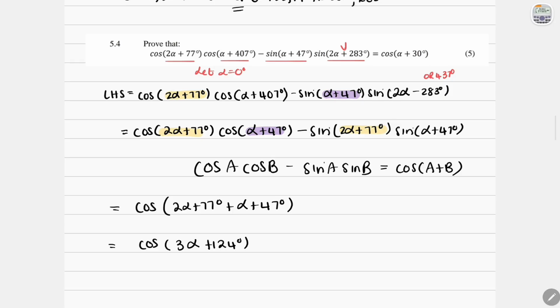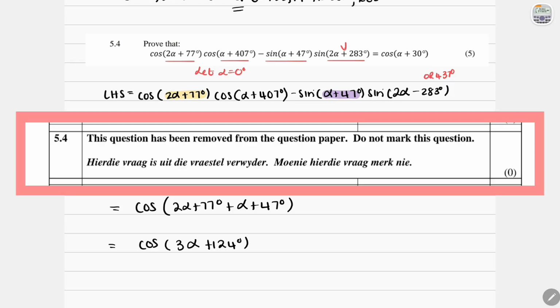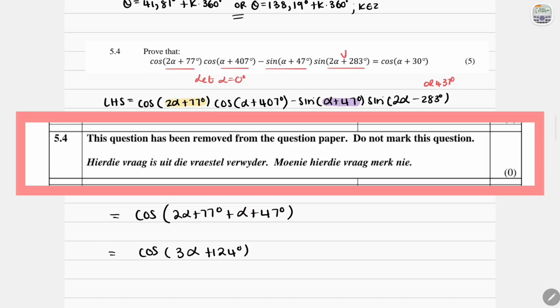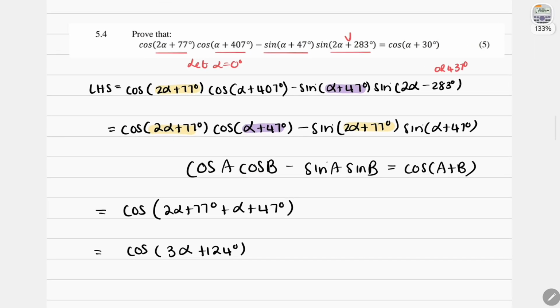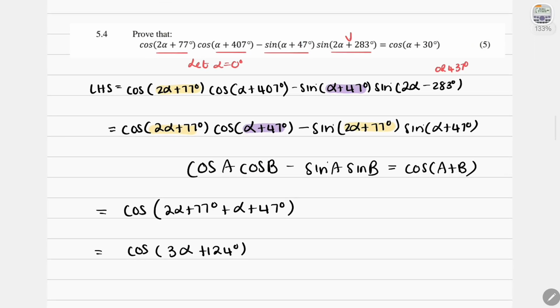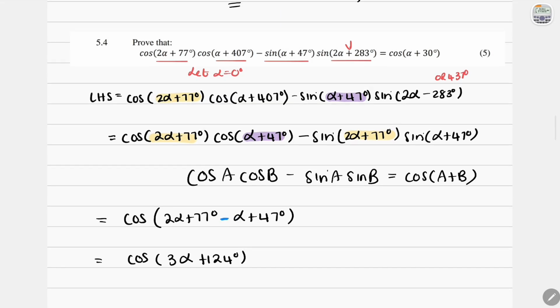And yes, I see this now. In the memo, they do say that this question has been removed from the question paper. Do not mark this question. So yes, there was an error in this question. If you still wanted to practice on this, then instead of making this 3 theta, it shouldn't have become 3 theta. This should have been a minus, and then it would have worked out perfectly.